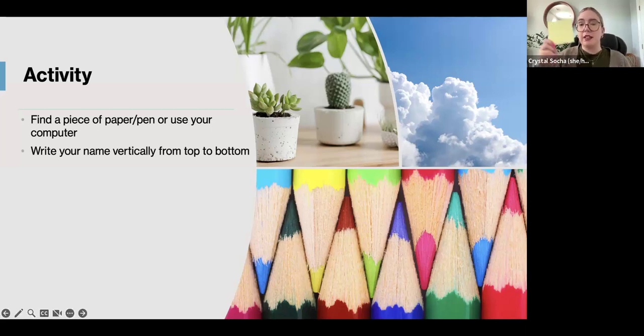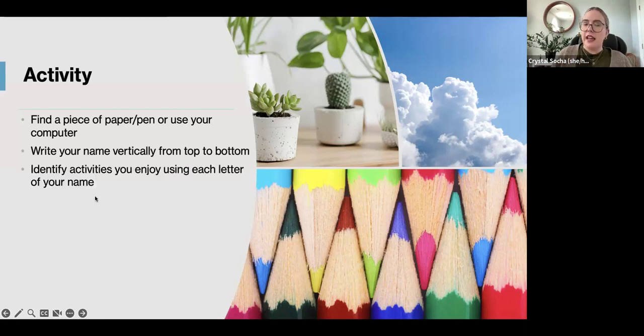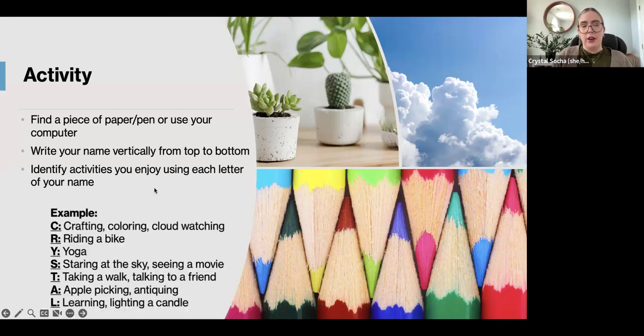I like to get a sticky notepad and then just write it vertically from top to bottom. And then identify activities you enjoy using each letter of your name. And I'll show an example using my name. So I identified some of the following, and you'll see I wrote my name vertically, Crystal.